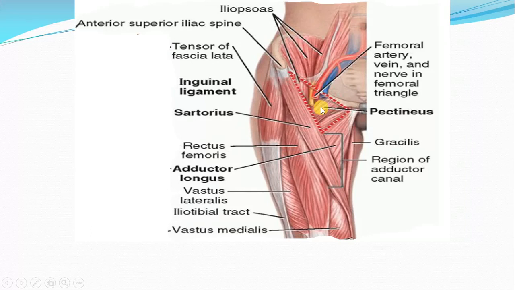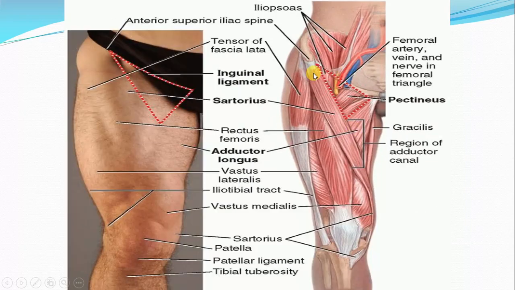The pectineus is lateral to it, and most laterally will be the iliopsoas muscle, and a line from the anterior superior iliac spine coming down, and this muscle is the sartorius. So this will show us the boundaries of the femoral triangle. These are very easily understandable. Now again, I'm putting these two diagrams side by side, and we can confirm this.